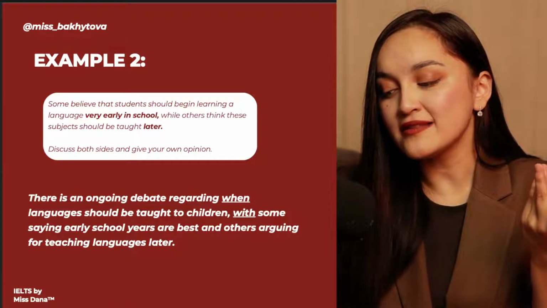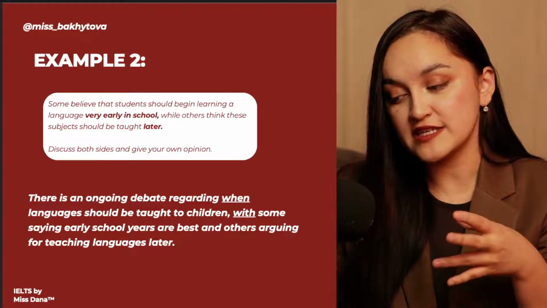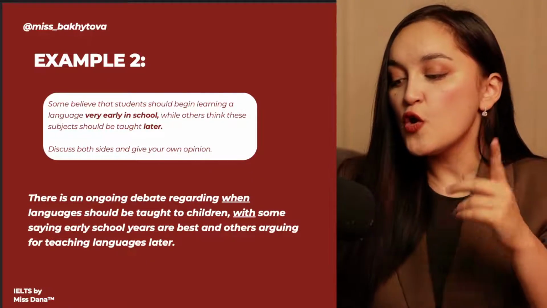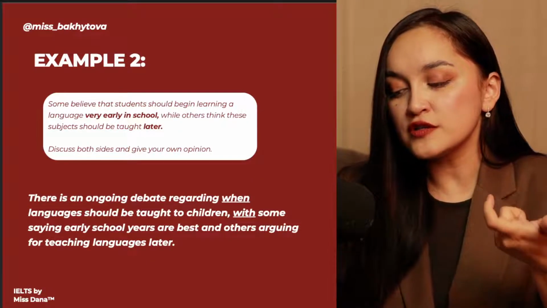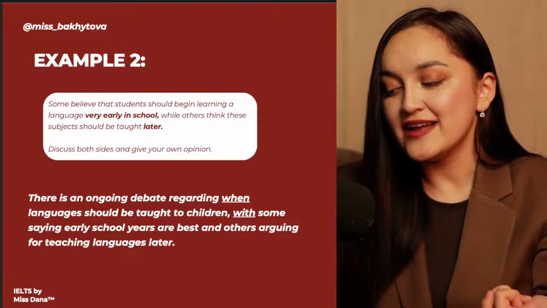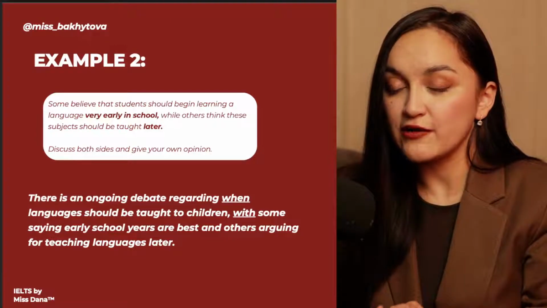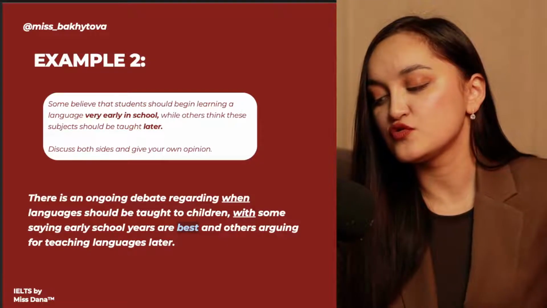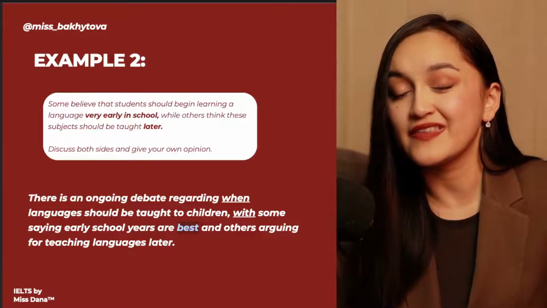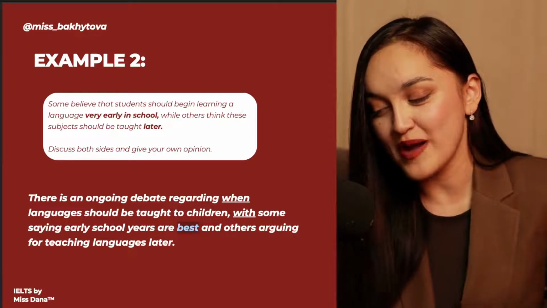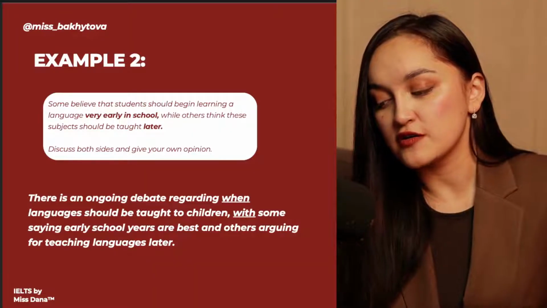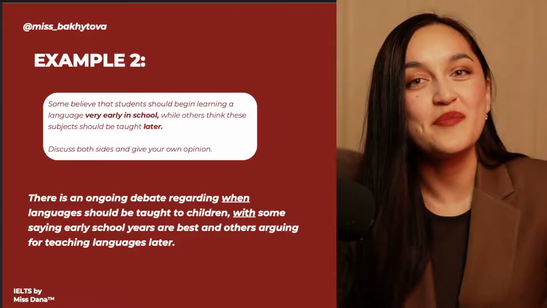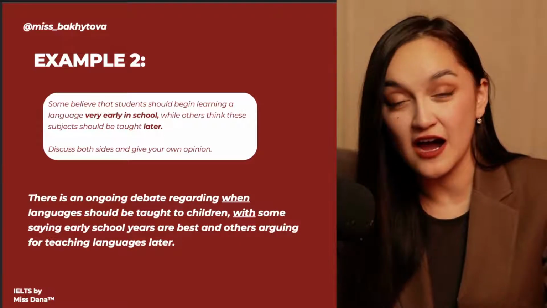So regarding when languages should be taught, I paraphrased it here from active voice to passive voice: should be taught to children, with some saying early school years are best, and others arguing for teaching languages later. Here you may ask, why don't we have the article the before best? Because the articles are not necessary if we don't have any nouns afterwards. So best works here because we don't have a noun after best.